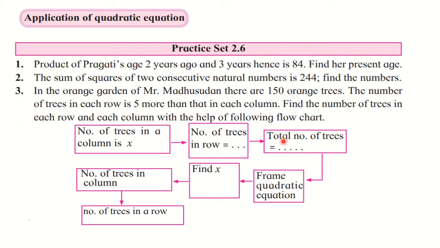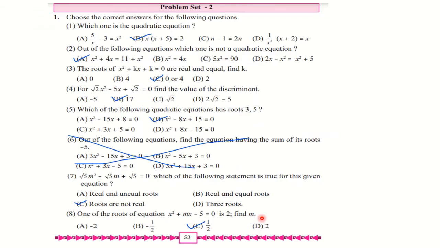Then the third one is an activity. Here it is already given what you will take as x, and from that you can write the remaining things, frame the quadratic equation, solve it, and write down the answer. So this way you are going to complete the word problems.